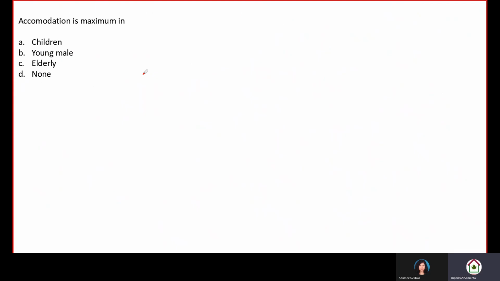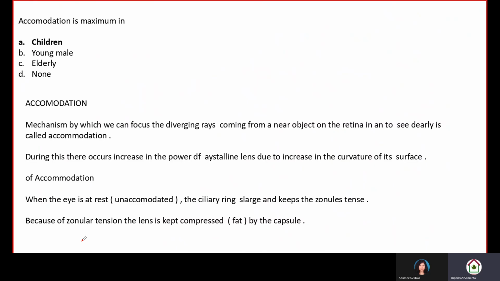Okay, next question. Accommodation is maximum in children, young male, elderly, or none. So the answer will be children. The mechanism by which we can focus the diverging rays coming from a near object on the retina to see clearly is called accommodation. Simply said, for example, here is a chair kept, and here we can see the moon.